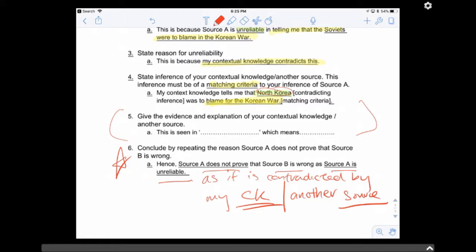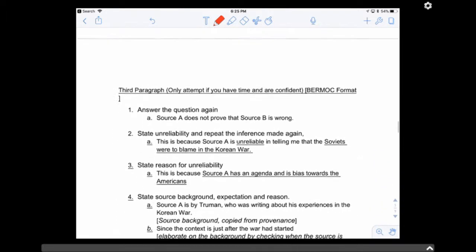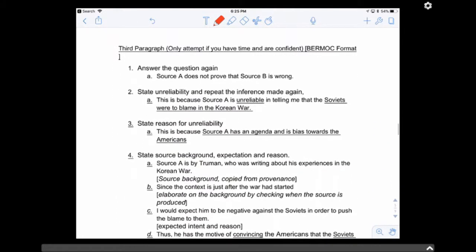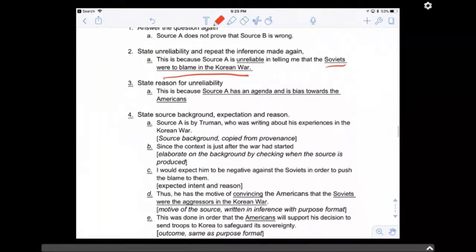Alright, so third paragraph is for you to do your A does not prove that B is wrong because A is unreliable. So repeat inference again. Unreliable in what? In telling me that the Soviets were to blame in the Korean War. Okay, what is the reason why it is unreliable? Because A has an agenda and is biased towards the Americans. Okay, so look for the agenda and then write down why it is biased.